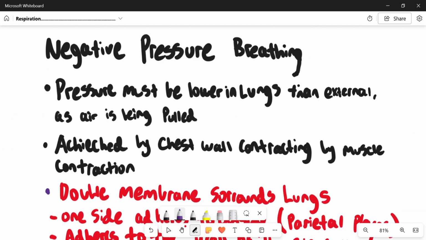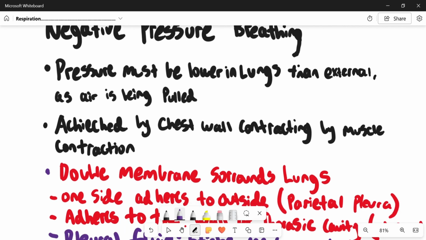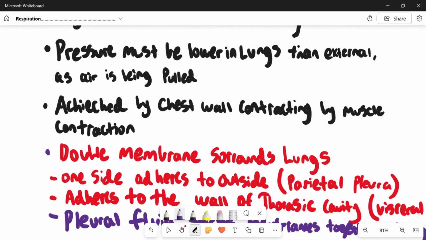So the process of negative pressure breathing is that pressure must be lower in the lungs than the external environment, as air is being pulled into the lungs, not pushed. This is achieved by the chest wall contracting by muscle contraction. Now, how does this contraction process actually occur?